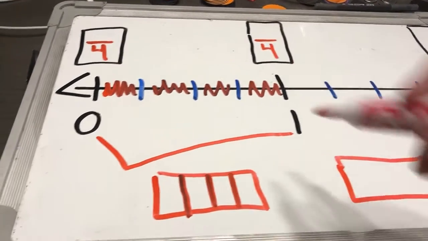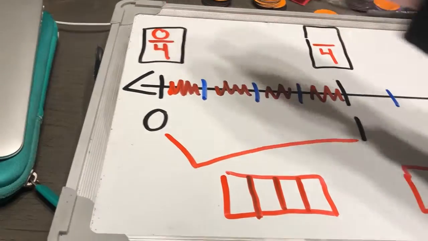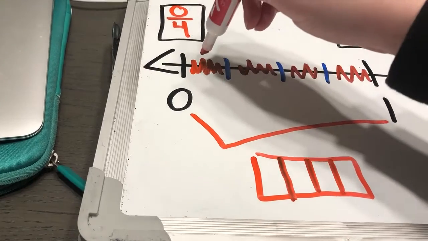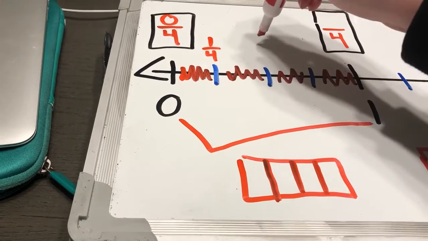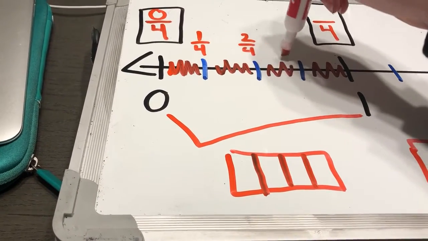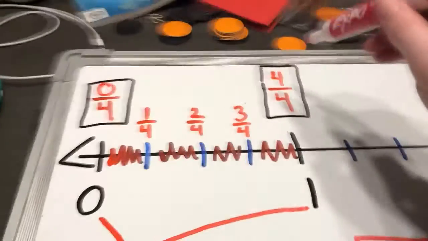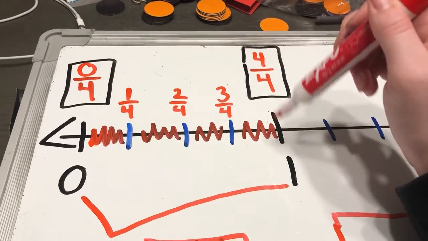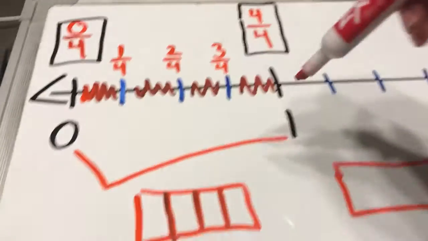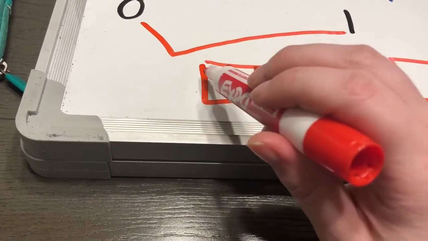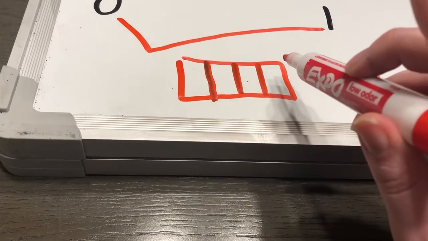Now let's see. When we start at 0, that's easy. 0 fourths. Now let's go to our next one. We have our first fourth, 1 fourth, 2 fourths, 3 fourths, and 4 fourths. And we can check our work here because we have a whole number, nice and easy. 4 split into 4 gives us 1 whole. We split this box into 4, and our 4 parts together gave us 1.